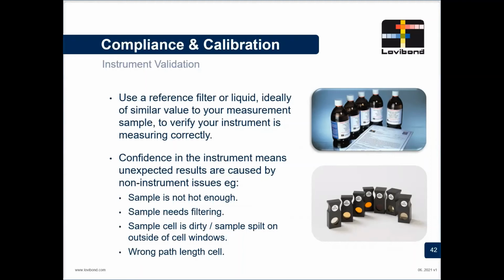If we get a result that we're not expecting, we need to go back and look at: is the sample hot enough? Did we heat it up when it needed heating up? Did we filter it? Was our cell clean? Did we check that there wasn't any oil spilt on the outside of the end windows? Are we using the right path length cell? Quite often when we get the wrong result, we put it in the wrong path length.